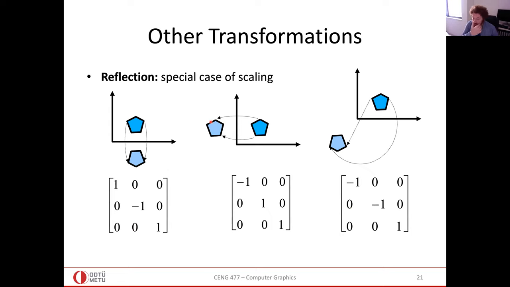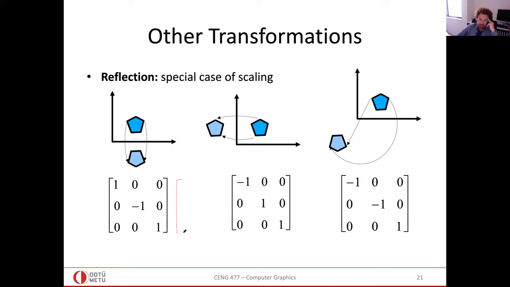Reflection is a special scaling. Okay, so again, as I mentioned before, using the atomic operations, scaling, rotation, and translation, I can create all others, like reflection. I need an axis of reflection. So if I reflect around the x-axis, all the axes will be the same. So one for the component that will hit the x.